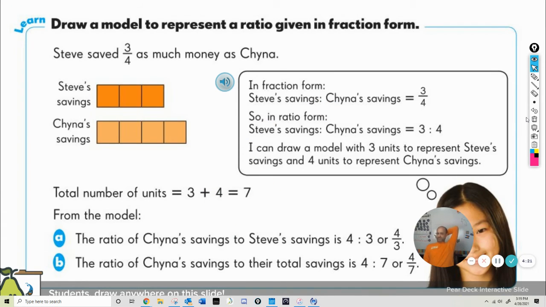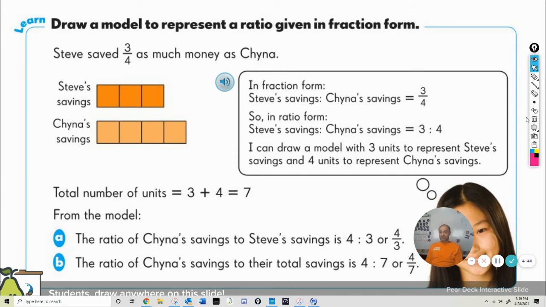Steve and China. Okay, Steve saved 3/4 as much as China. Here's China's savings in 4 units. Here's Steve's as 3 units. In fraction form, Steve's savings to China's savings is 3/4, or 3 to 4. Okay, total number of units is 7.